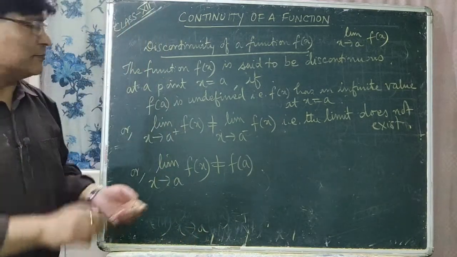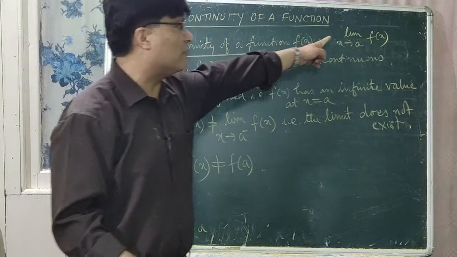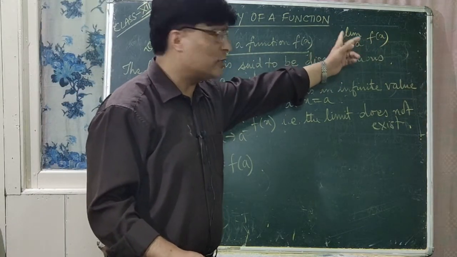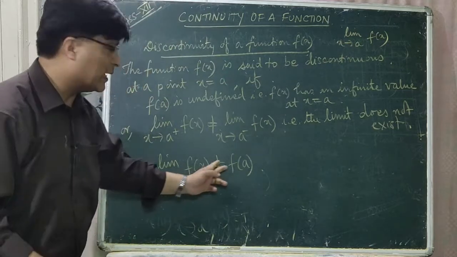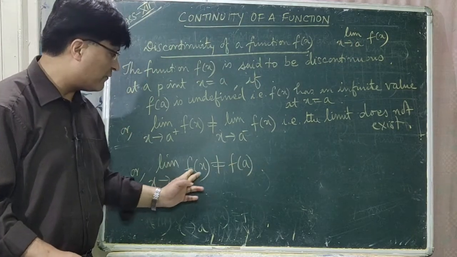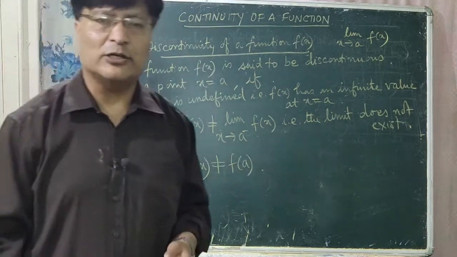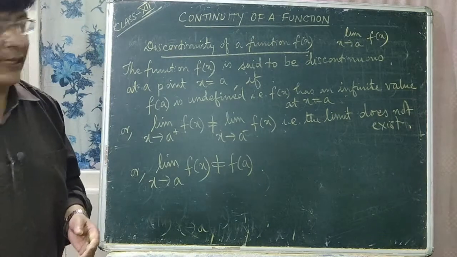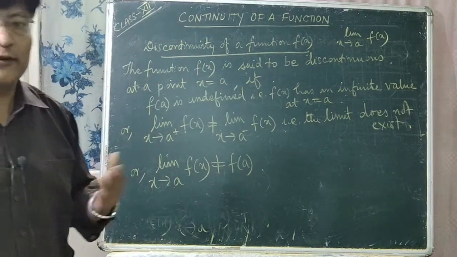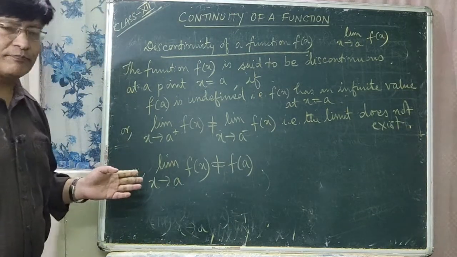Sometimes right hand limit is equal to left hand limit, so there you can write down the value for limit x tends to a f of x, but in case of discontinuity this should not be equal to f of a. So if limit x tends to a f of x is not equal to f of a, then f of x is said to be discontinuous at x is equal to a. So this is the definition of discontinuity of a given function at x is equal to a. Is that clear to all of you?